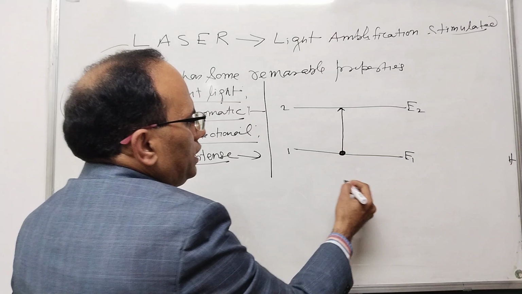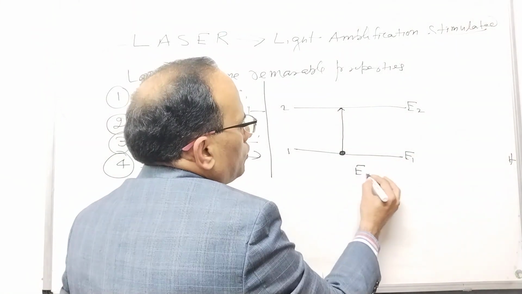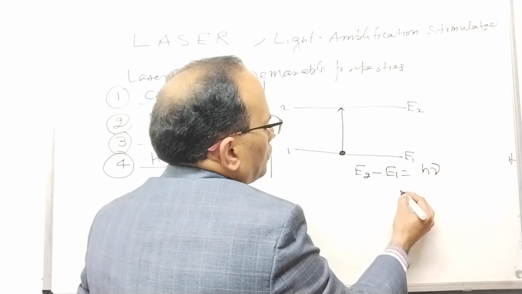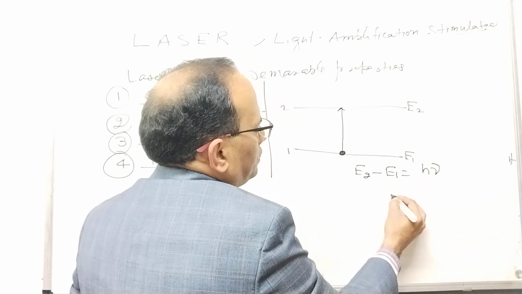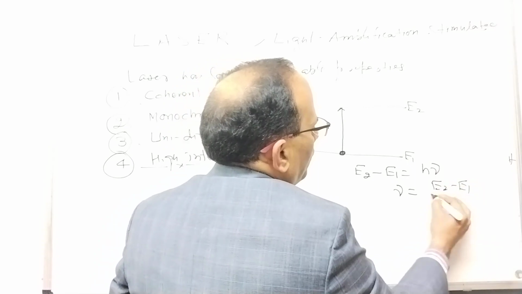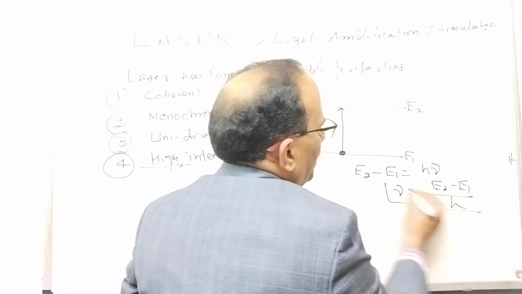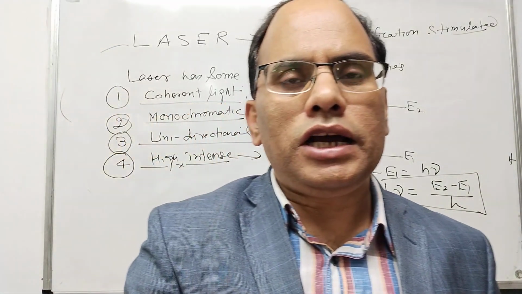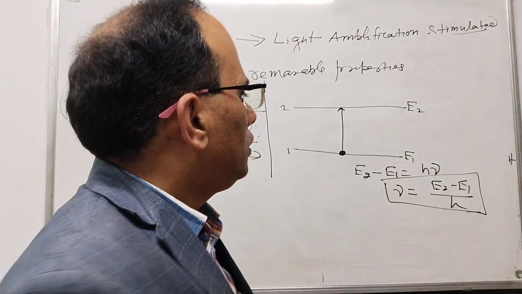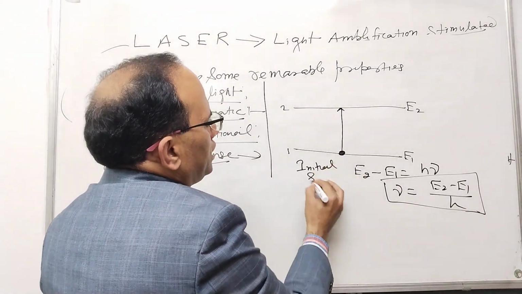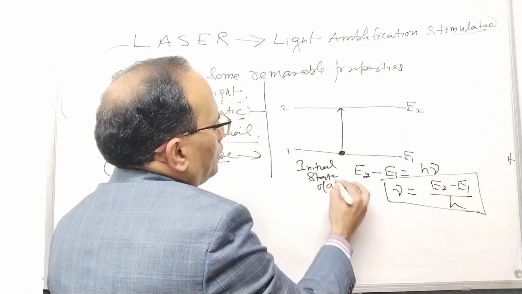So you can say here E2 minus E1 equals h nu. So h nu equals E2 minus E1, where h is called the Planck constant, E1 and E2 are the energies in the ground state and higher energy state, and nu is the frequency. So this is the initial state of the atom.